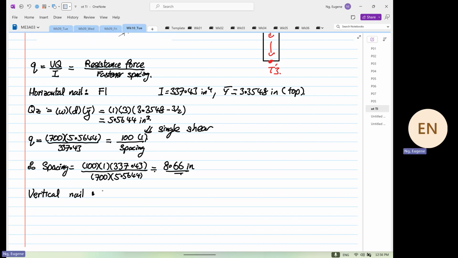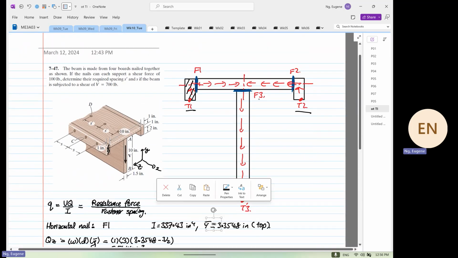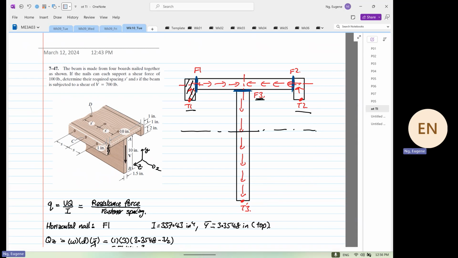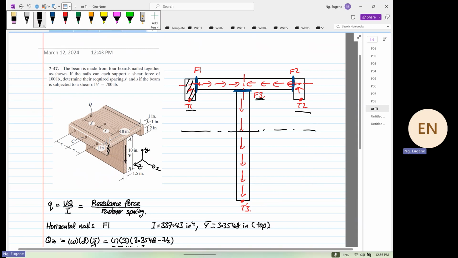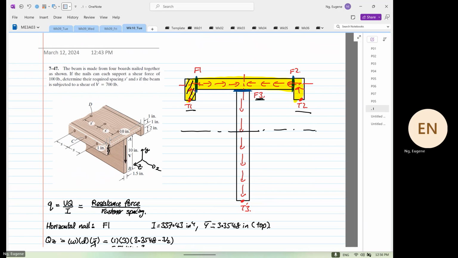So the vertical nail, we are going to look at F3. Okay. So F3 is over here. So we know that the first moment of area cannot cross the centroid whatsoever. So the region to consider for F3 is now you have to consider this entire region. Are we clear? Makes sense?